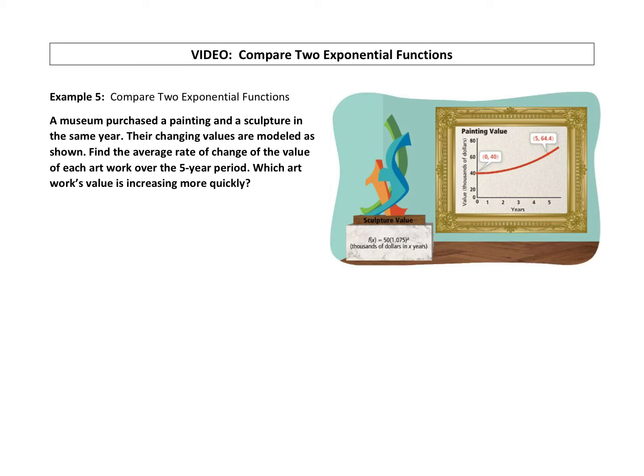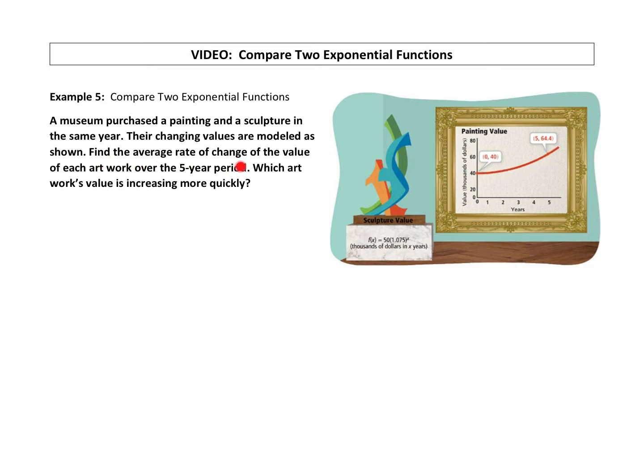All right, last example, we are going to compare two exponential functions. So a museum purchased a painting and a sculpture. So here's their painting, here's their sculpture, in the same year. Their changing values are modeled as shown. So the sculpture has a model right here for how its value is changing. So we actually have a function. And then the painting, all we have is the graph of a function to represent the change of the value.